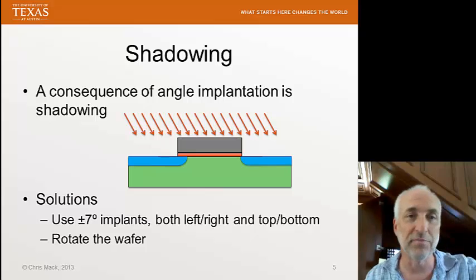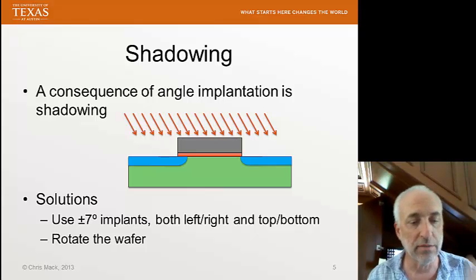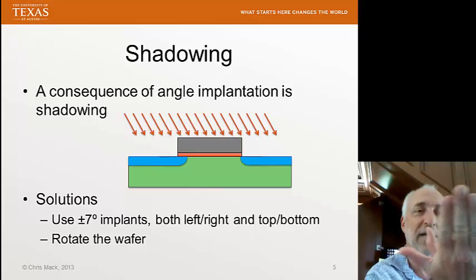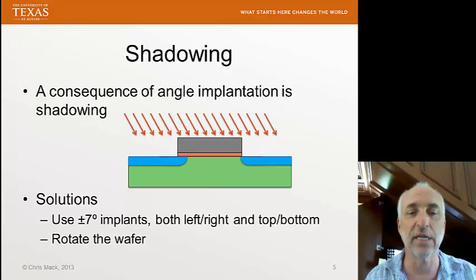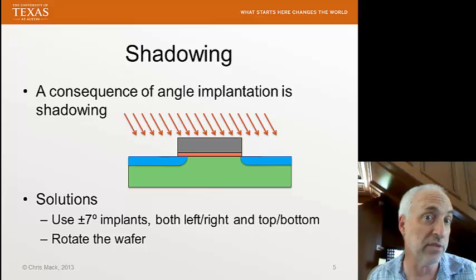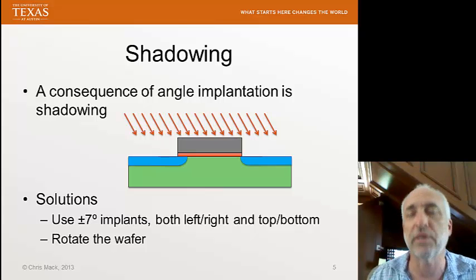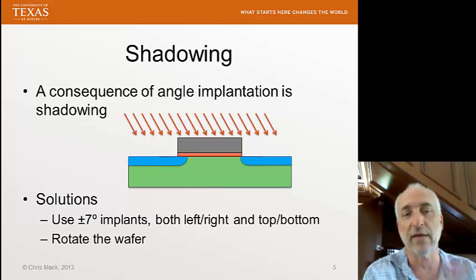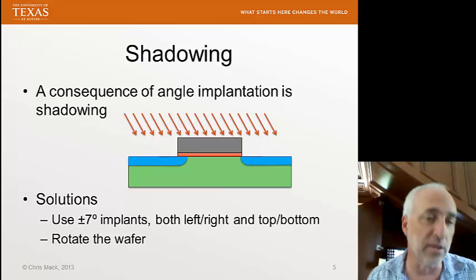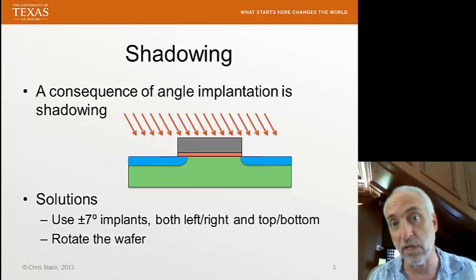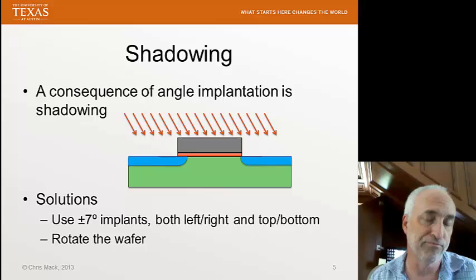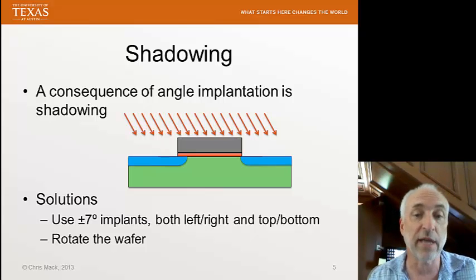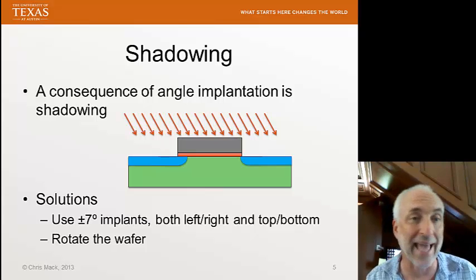So you can imagine left and right and a top and bottom orientation of the 7-degree implants. If we had arbitrary orientation of our features, then we might need to use a whole cone of angles at 7 degrees, or rotate the wafer underneath a stationary 7-degree implant direction. Most of our devices in CMOS manufacturing have only what we call Manhattan geometries. All the lines are oriented up and down or left and right.